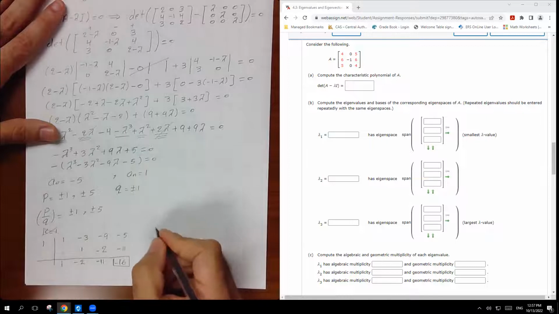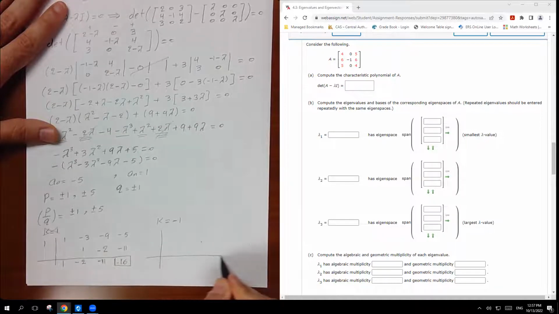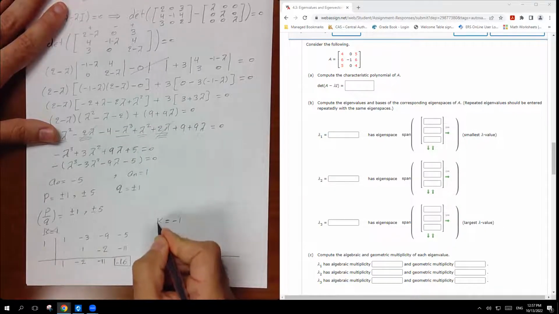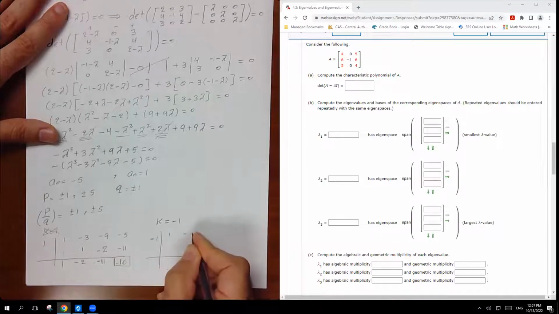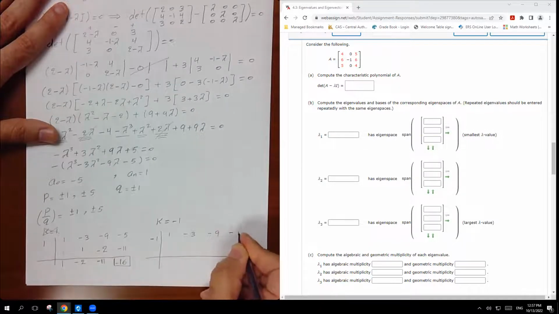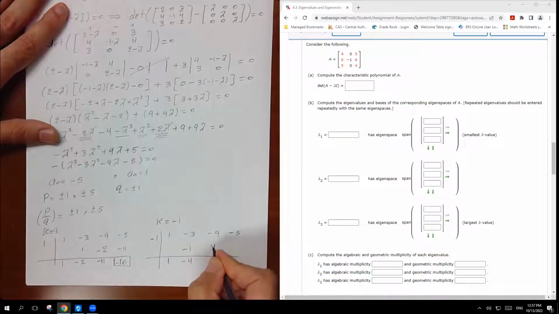Let's do the same thing with k equal -1. You have to know this method. This is the synthetic division. So here's -1. I'm going to write down the same thing, 1, -3, -9, and -5. Now write down the first number, -1 times 1 is going to be -1. Add these two numbers together, -4. -1 times -4 is going to be 4. Add these two numbers together is going to be -5. Now -1 times -5 is going to be 5. Add these two numbers together is zero. So 0 is the remainder.